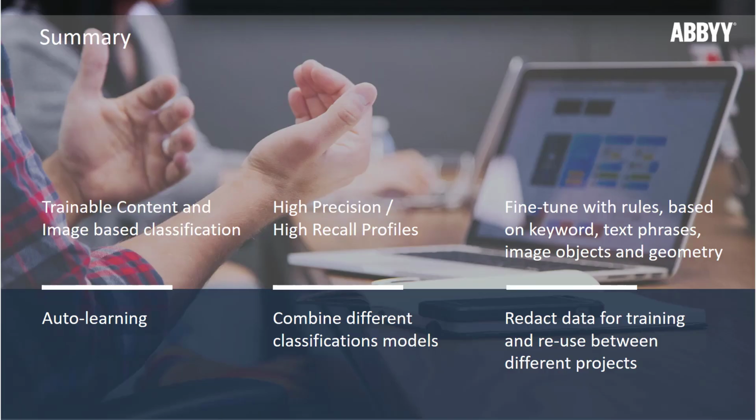So we talked about a lot of different approaches to classification. We talked about auto-learning. We talked about the setting between high precision and high recall. We talked about combining different classification models and how to fine-tune your classification results with rules based on keywords. So again, rules are essentially FlexiLayout headers. So that gives you a lot of power on top of all the machine learning that goes into our automated classification.